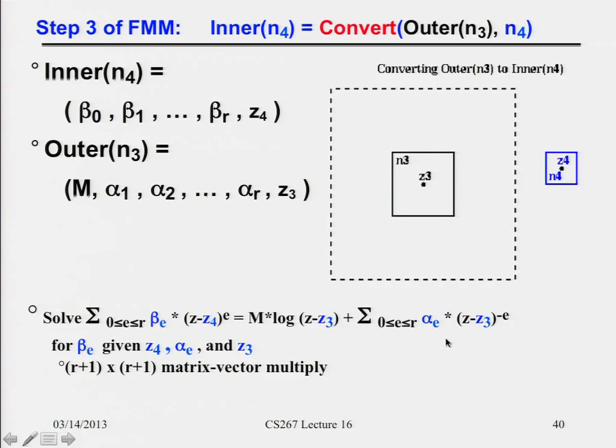That's an expansion that's true everywhere outside the black dotted line, and I want to convert it to something that's the same inside the blue box. The blue box is centered at Z4, so Z4 is given, and I want to compute the betas. I want to compute the polynomial that's true inside there. So again, I have these two things. I want to pick the betas to make it as equal as possible.